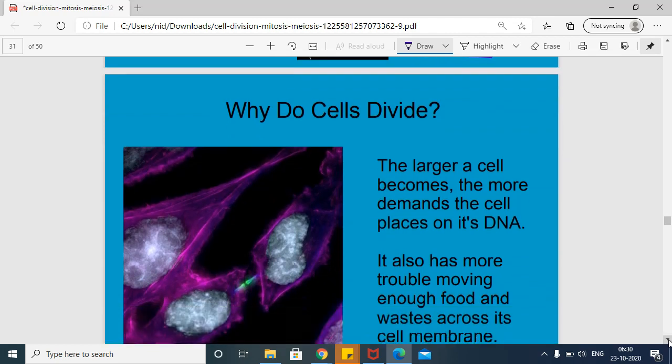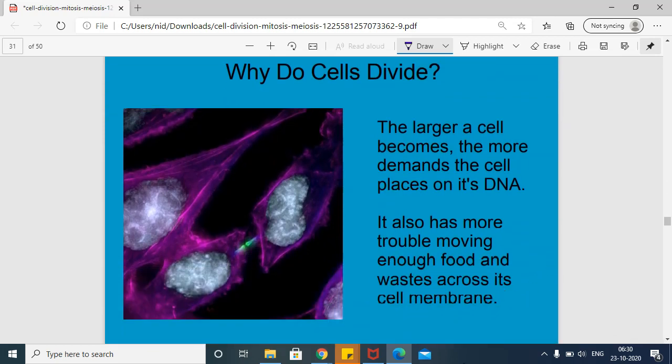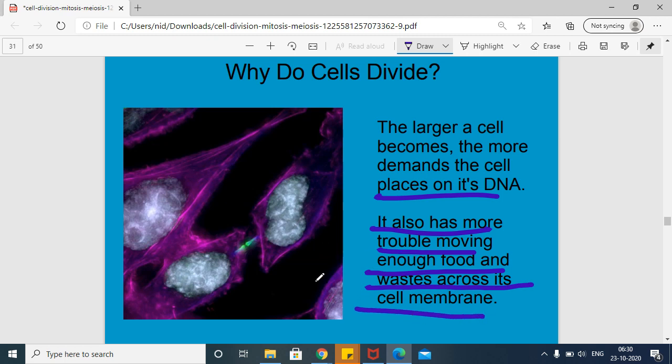Why do cells divide is the first question. If a cell is becoming large, the more demands the cell places on its DNA for the genetic material. It has more trouble moving enough food and wastes across its membrane. So it is better that it divides, right? Clear?